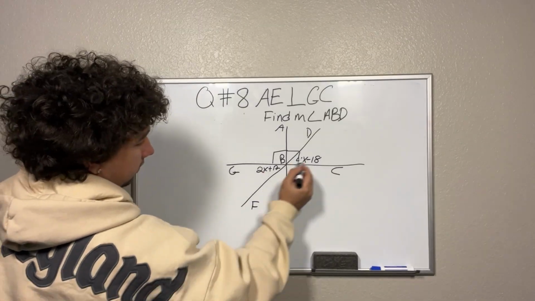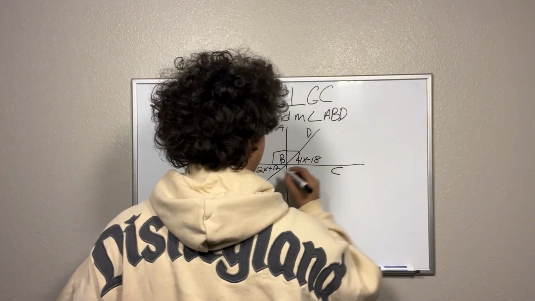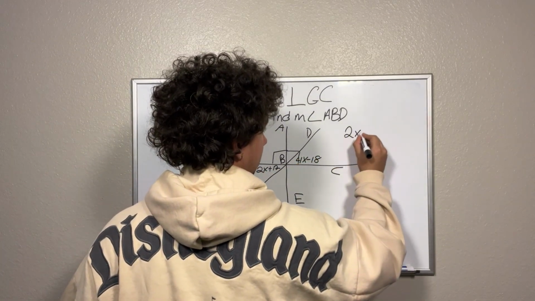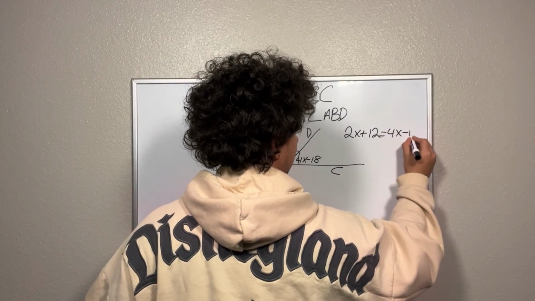Well, notice these are vertical angles. Well, what are vertical angles? They're equal to each other. So that's what I'm gonna do with these two things right here. So I'm gonna get 2x plus 12 is equal to 4x minus 18.